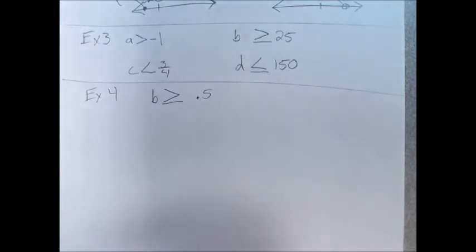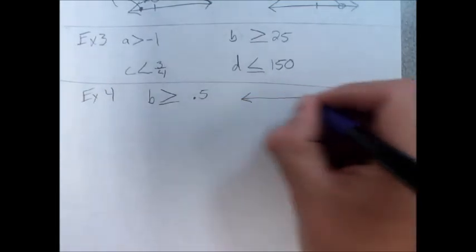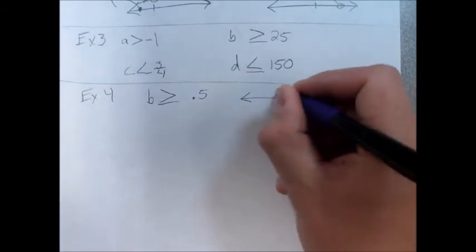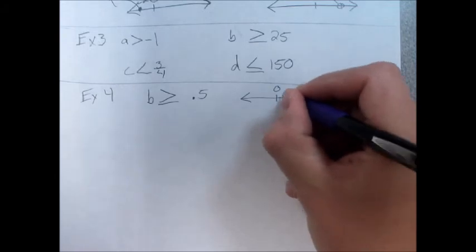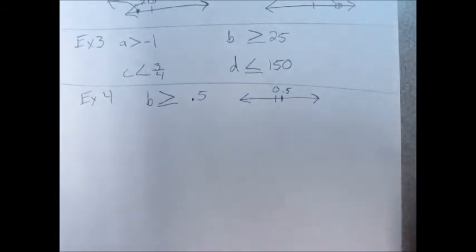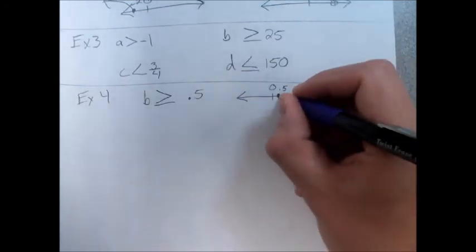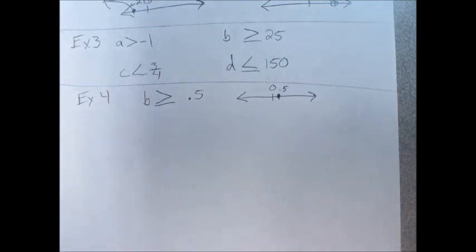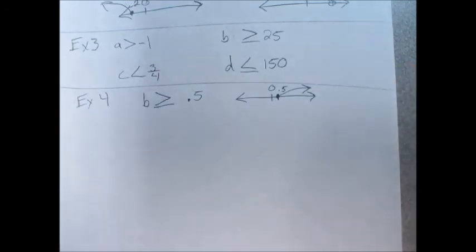Okay, next we're going to graph that. So I start my number line, I put 0 on there, and then I put 0.5 on there. Is it inclusive or exclusive? Inclusive, so it's a dot or a closed circle. Is it going to the right or the left? Goes to the right. Greater than goes to the right. That's all. That's all we needed.